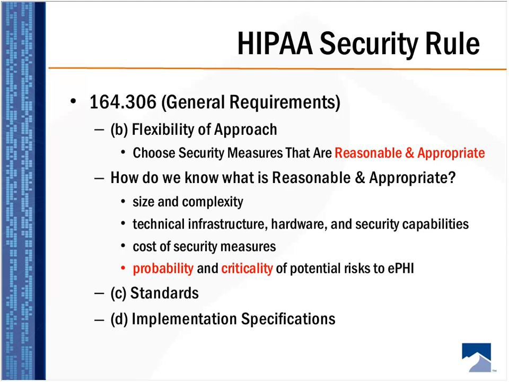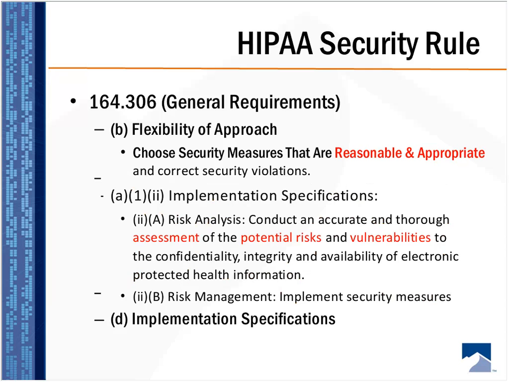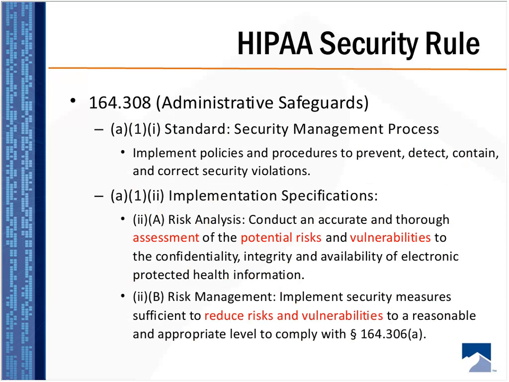And then just a final note here under 164.306, the security rule is defined by standards and implementation specifications. We're not going to get into the standards and the implementation specifications except for the one that deals with the risk analysis, and I believe that should be next here. So 164.308, under the administrative safeguards, we have a standard, the security management process, and a couple different implementation specifications under that standard.